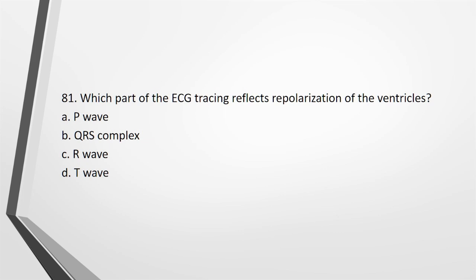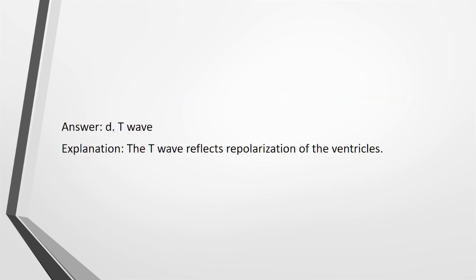81. Which part of the ECG tracing reflects repolarization of the ventricles? A. P wave. B. QRS complex. C. R wave. D. T wave. Answer: D. T wave. Explanation: the T wave reflects repolarization of the ventricles.